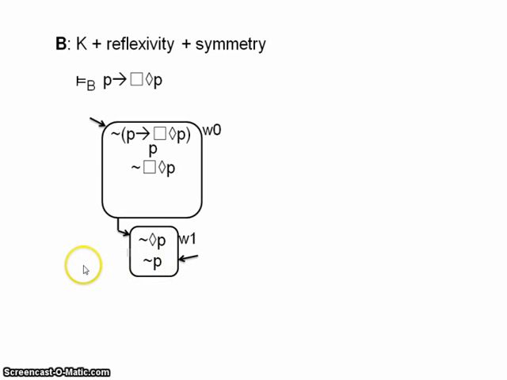Okay, so now what? Well, you might think to yourself, hey, we've got a symmetric accessibility relation. So since we have an arrow from W0 to W1, that means we can draw an arrow from W1 to W0. Each world accesses the other. And indeed, that's right, that's fair enough.